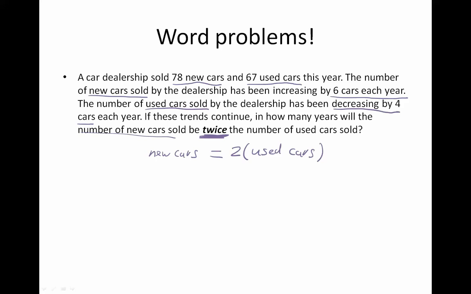So I need an expression that represents what's happening to the new cars, and I need an expression that represents what's happening to the used cars. So what's happening to the new cars? There's 78 sold, and then it's increasing by 6 per year. 78 sold plus, because it's increasing, 6 per year. We don't know the number of years, though, right? In fact, that's what we're looking for. How many years? So x in this case is going to be years.